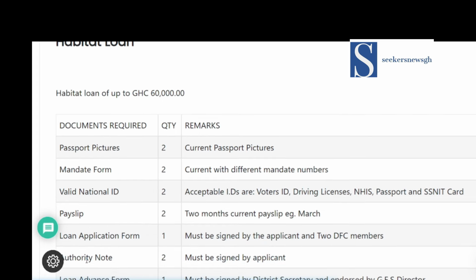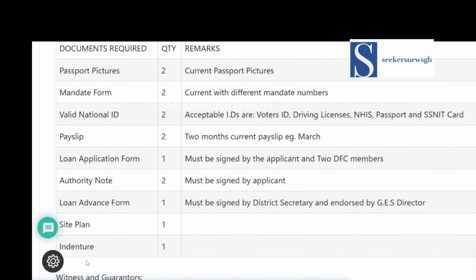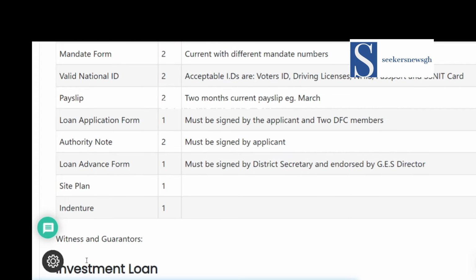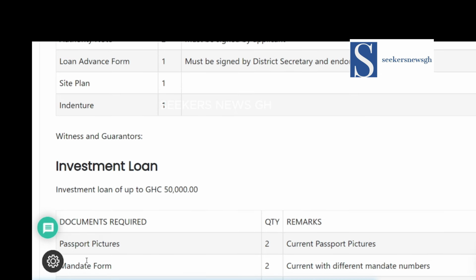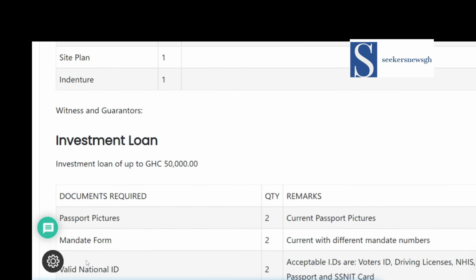Then for the habitat loan, which is up to 60,000, you need a passport picture, mandate form, valid national ID, payslip, loan application form, authority note, loan advance form, site plan, and indenture. Some of them now are trying to use an online portal, like CCTGH is doing, where all your applications are online, your details are already online, so you just have to apply.